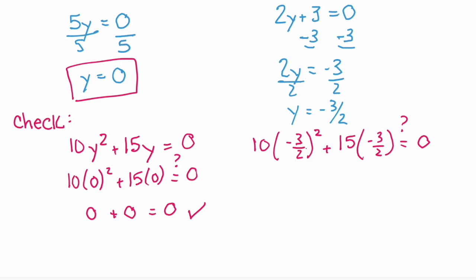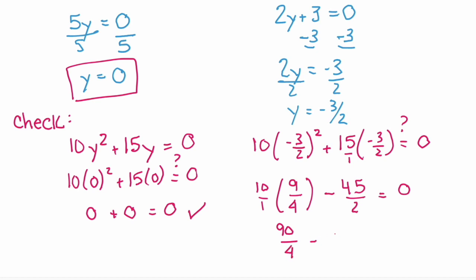So first step is to square the negative 3/2. That becomes 9/4 times 10. And here we can do 15 over 1 times negative 3/2, which is negative 45 over 2. 10 over 1 times 9 over 4 is 90 over 4 minus 45 over 2.